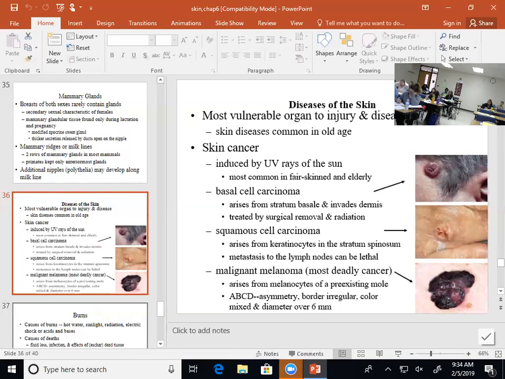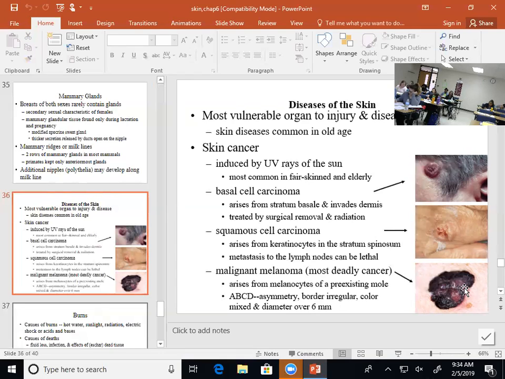The A stands for asymmetry, meaning that if we cut a line down the middle, a line that bisects it, then the two halves are not symmetrical. If we folded it, it wouldn't be symmetrical, right? B stands for border irregularity. If the border is irregular, it's not going to be symmetrical. Do you see how this border is irregular?